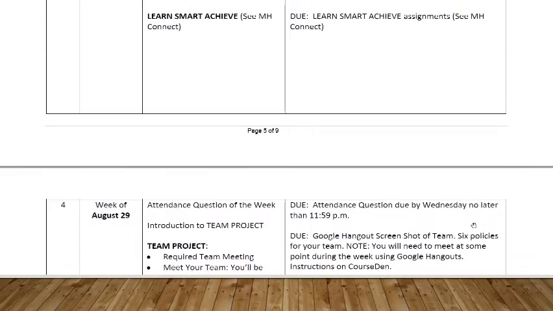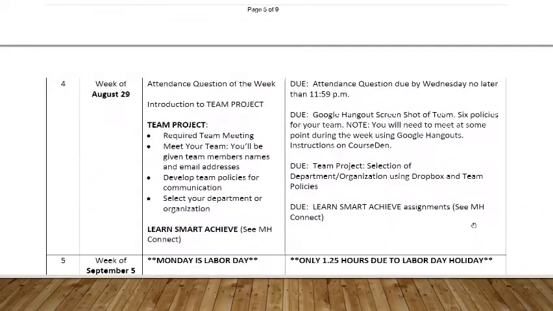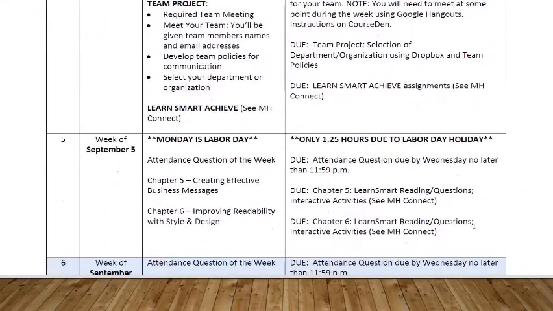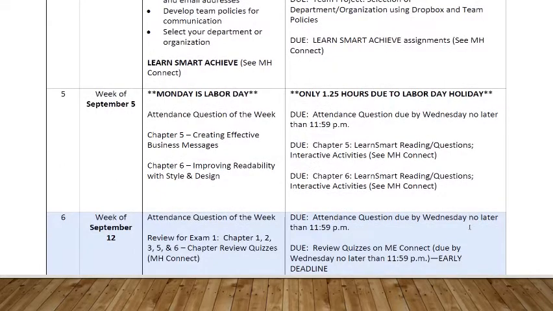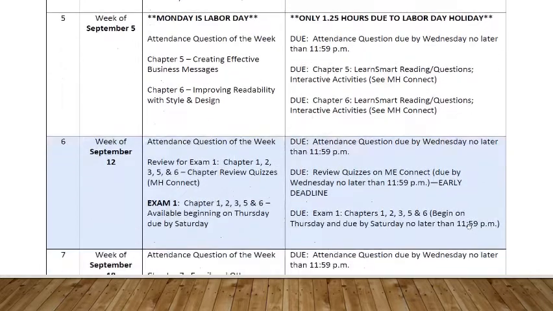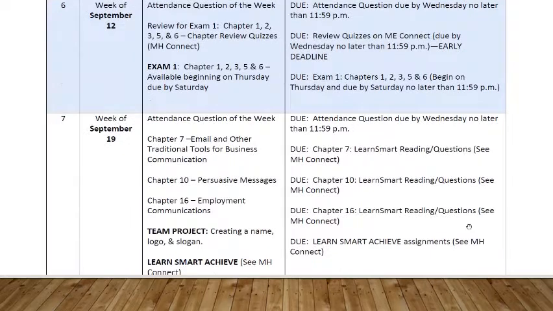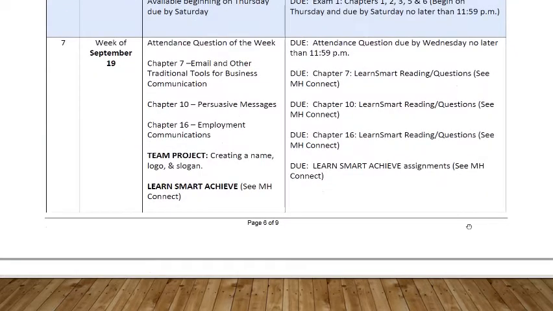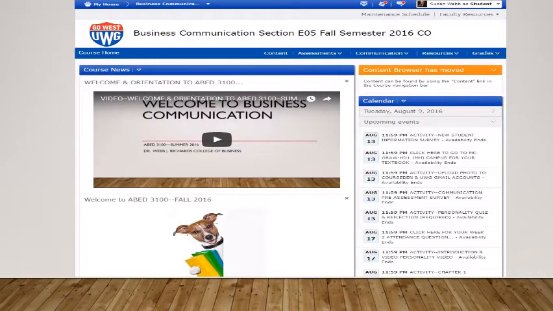I'll be posting these weeks in advance so you can work ahead to an extent and make sure that you get this information and retain this information so that you can do well on the exams. So here's the syllabus, and next I'm going to be talking to you specifically about our CourseDen. Finally, here is a glimpse at CourseDen.